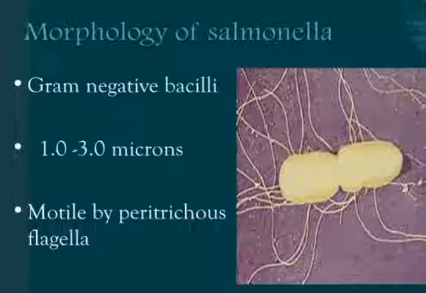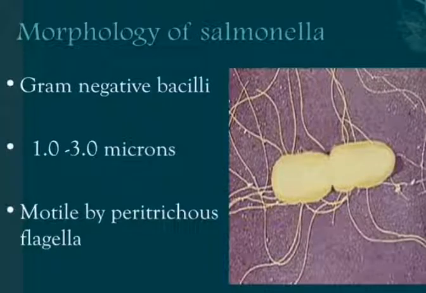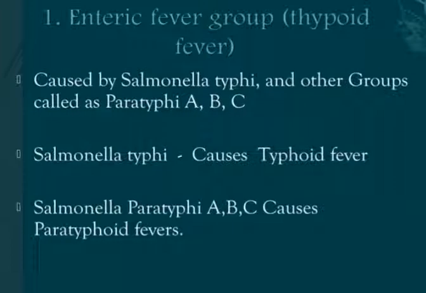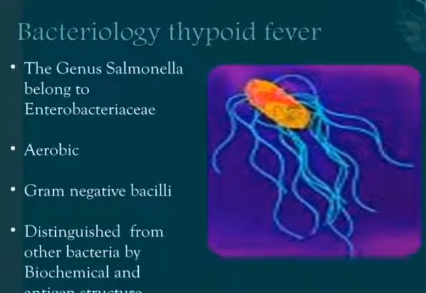Morphology of Salmonella: they are gram-negative bacilli, 1 to 3 microns, motile by peritrichous flagella. The enteric fever group, which is typhoid fever, is caused by Salmonella typhi, and the other group is called paratyphi A, B, C. Salmonella typhi causes typhoid fever. Salmonella paratyphi A, B, C causes paratyphoid fever.